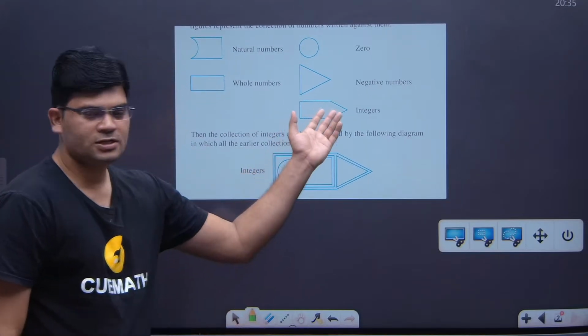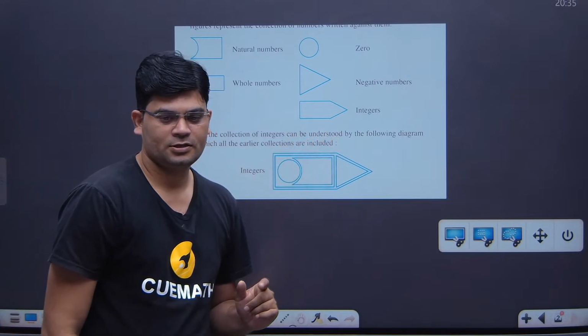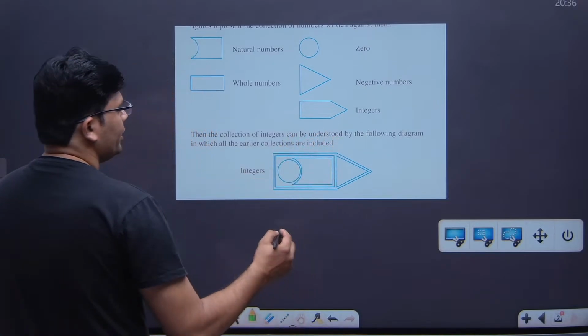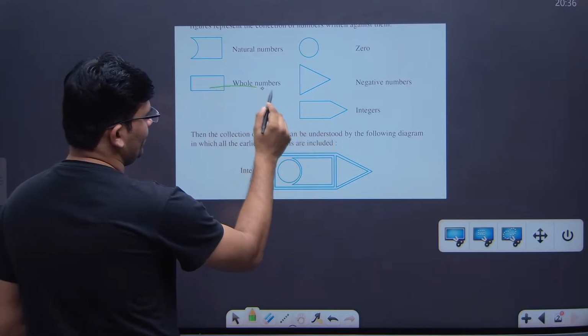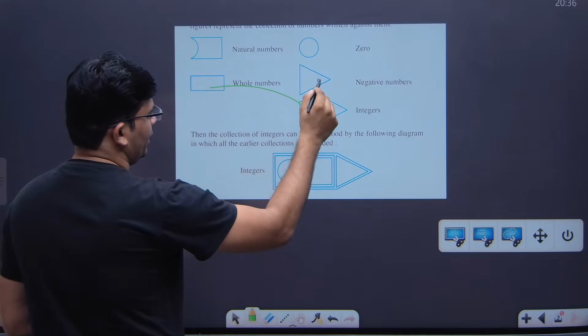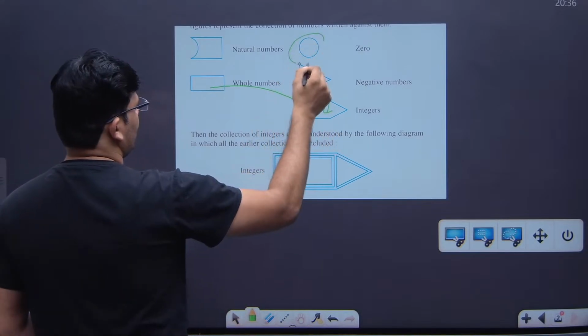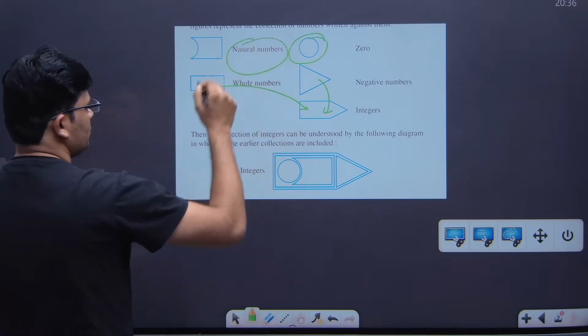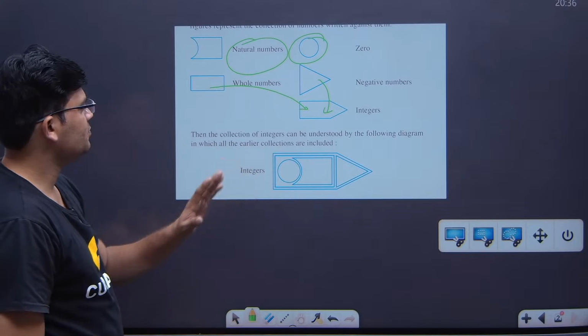The higher the portion, the greater the sign of integers. So you can understand that whole numbers are also a part of integers. Negative numbers are also a part of integers. 0 is also a part of integers. Natural numbers are also a part of integers. Alright, now how is this made?